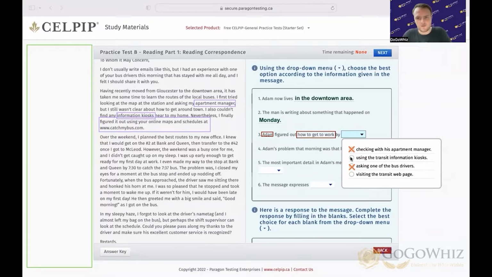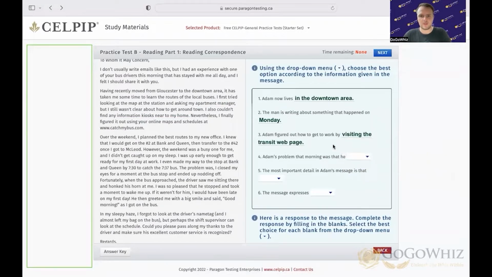So did he find it with an information kiosk? Nope, because he couldn't find one. Nevertheless, I finally figured it out using your online maps and schedules at catchmybus.com. So he found it online. Therefore, the last one is correct. Another easy one. All right. Not really many questions or difficult things to do there. As long as you get your keywords and understand what the question is asking, it should be pretty easy for you guys.